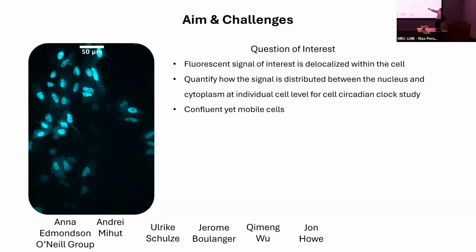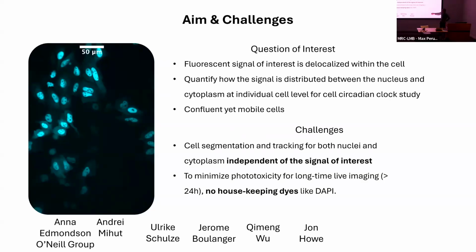The question of the O'Neill group is, the fluorescent signal of interest is delocalized. What they want to do is quantify how that signal is distributed between the nucleus and the cytoplasm during the circadian cycle. So this is 24-hour imaging. In fact, these experiments typically go on for 3 days on the microscope. And these are confluent mobile cells, so they're moving around in time. The challenges are segmenting and tracking both nuclei and cytoplasm independently of this signal, because this signal level is cycling up and down over time. So we need something else to find the cells.